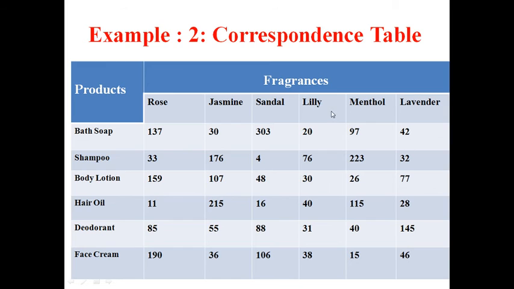Okay, so this is the data we have. You can see a correspondence table. Directly we have written this. These are the products: bath soap, shampoo, body lotion, hair oil, deodorant, face cream. Then these are the fragrances: rose, jasmine, sandal, lily, menthol, and lavender. So you can see for bath soap, 130 people are saying they like rose fragrance. Similarly, 30 say they like jasmine, sandal, and so on. So this is the frequency table we have got. Now we'll go for the data analysis.